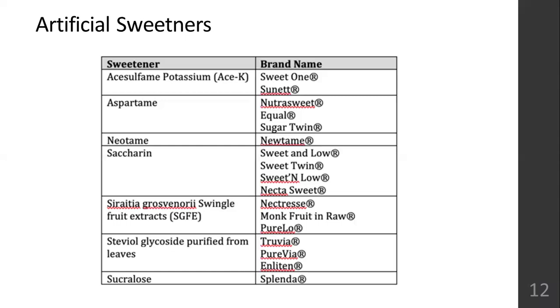so these are some brand names of common sweeteners. Generic name is on the left side, brand name is on the right side. Some of them are zero calorie, low calorie. Okay, there are low calorie sweeteners as well, which have some amount of calories in them.